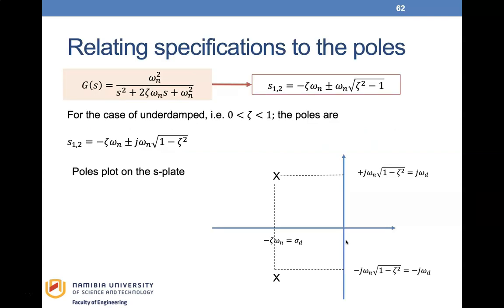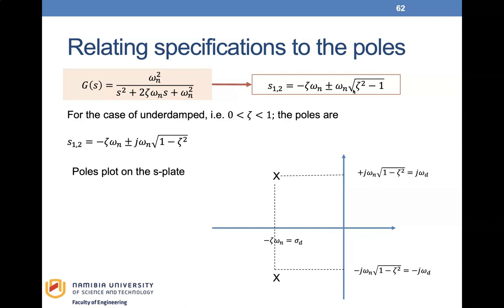We will now relate the second order system specifications to the pole locations. Recall that we use the generalized second order system given by G of s to find the poles, which are the two poles s1,2 equals minus zeta omega subscript n plus or minus omega subscript n square root of zeta squared minus 1, for zeta greater than 0 and less than 1.